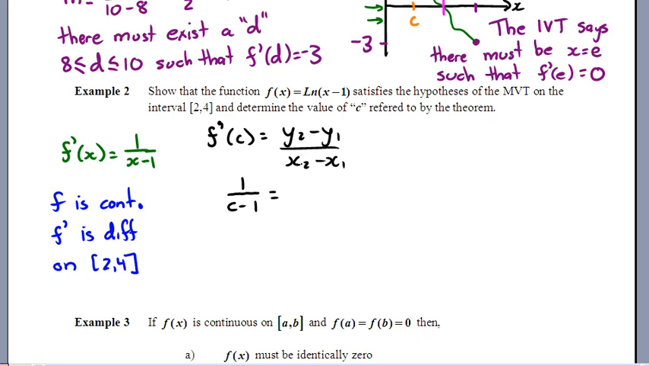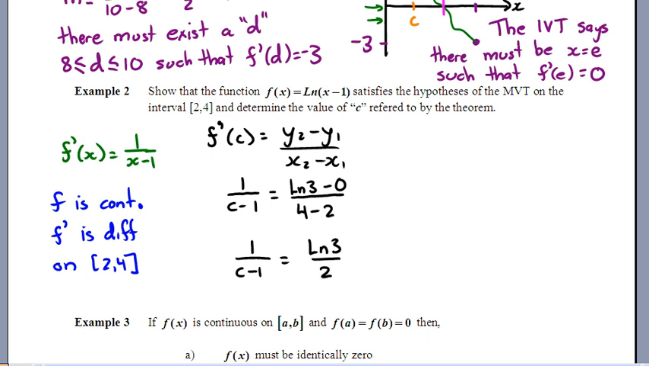Now, what happens when we put in to this function those two x values? 4 is the last one, 2 is the first. So we're going to have ln of 4 minus 1, ln of 3, and then ln of 2 minus 1, ln of 1. Well, that's 0. Okay. So we just have to go and solve this. I think we can get there. We could say 1 all over c minus 1 is equal to ln of 3 all over 2.